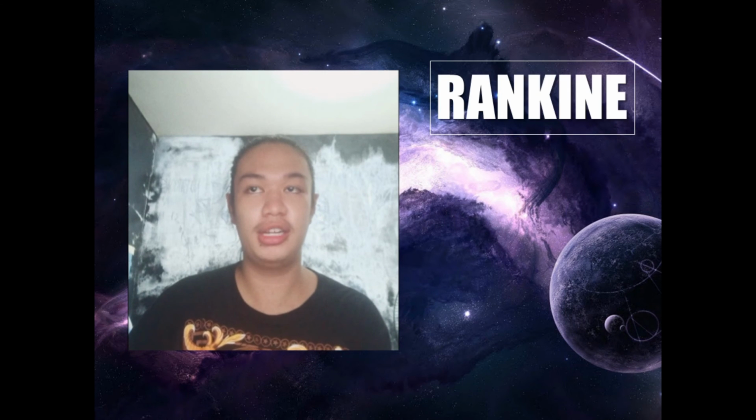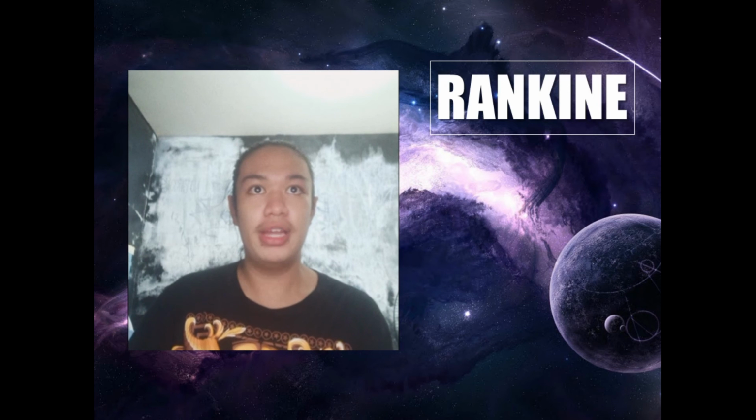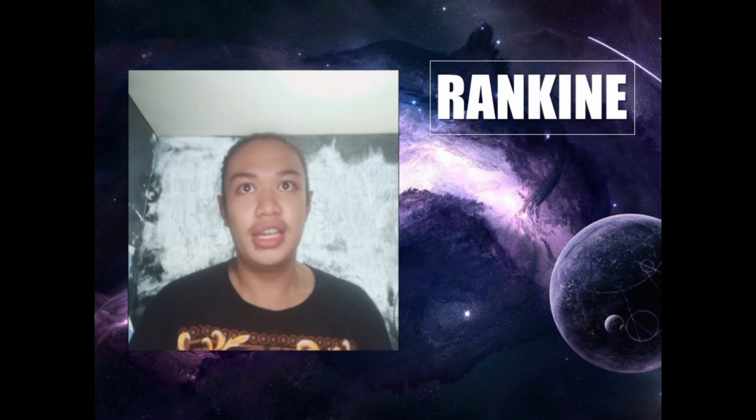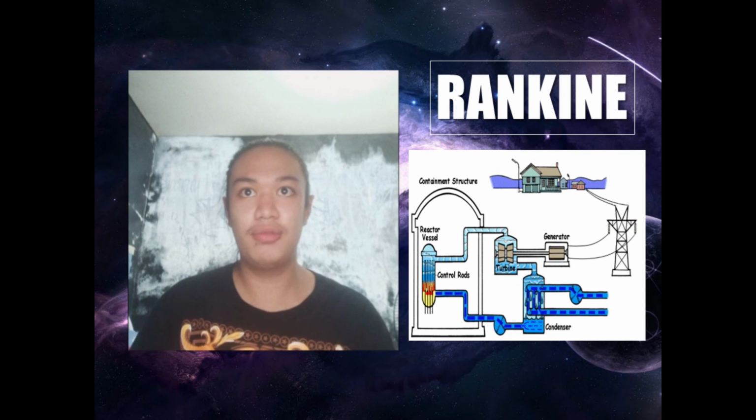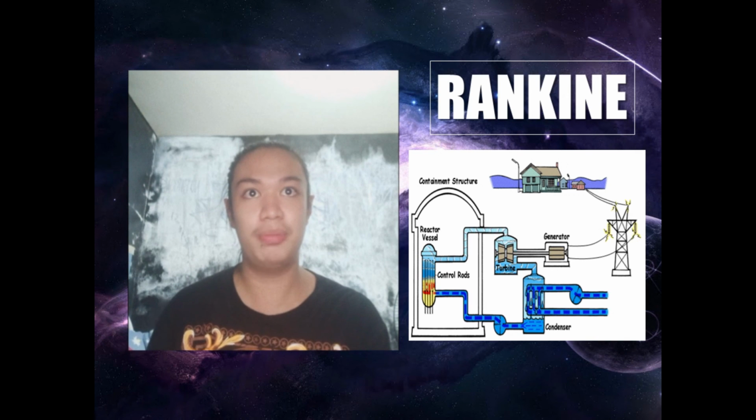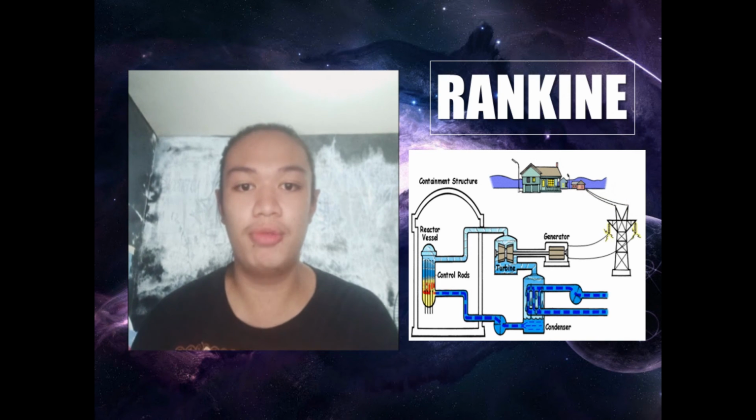Hi, I'm James Kenneth Trinidad and I will be discussing the Rankine cycle. The Rankine cycle or Rankine vapor cycle is a process widely used by power plants such as coal-fired power plants or nuclear reactors. In this mechanism, a fuel is used to produce heat within a boiler, converting water into steam which then expands through a turbine producing useful work.